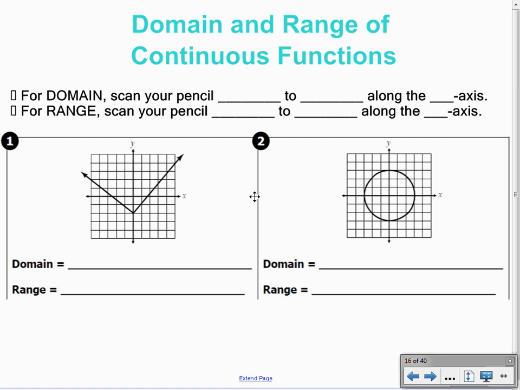So for the domain, remember, we're talking x values. And if we're talking x values, that means we really want to be looking to see what x values we have for the graph as we move from left to right along the x-axis. We want to see, are there any x values missing? Is there anywhere where we don't have a graph for those particular x values? For range, we said range was the y values in a relation, so instead of left to right, we want to be looking from the bottom to the top of the graph along the y-axis this time.